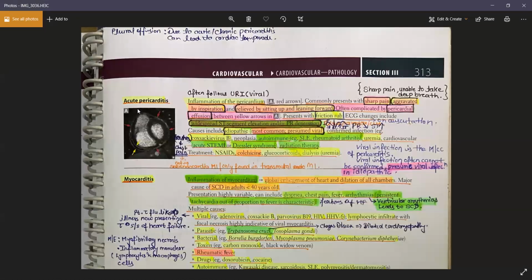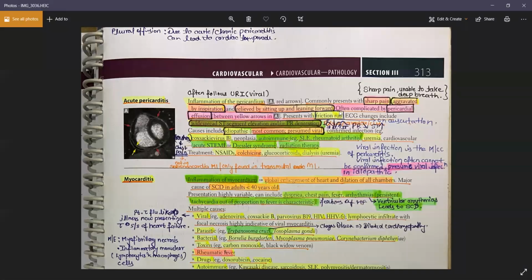Now, then comes the pericarditis, which is the inflammation of the pericardium. As you can see, the pericardium here has become very thickened. Generally, it's a very thin membrane-like structure, okay? But in this case, as you can see, the pericardium has become very thickened because of the inflammation. This is the inflammation of the pericardium, the pericarditis, okay?